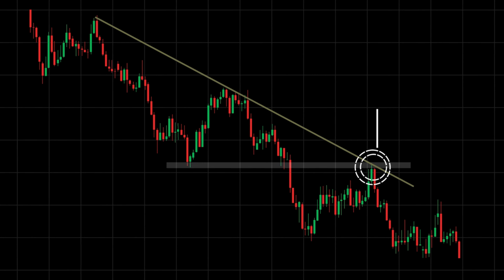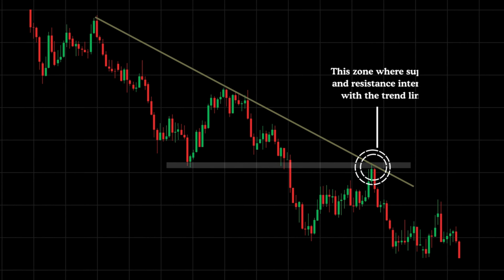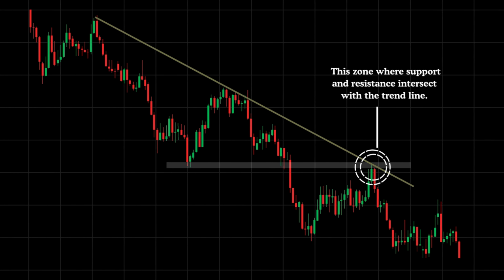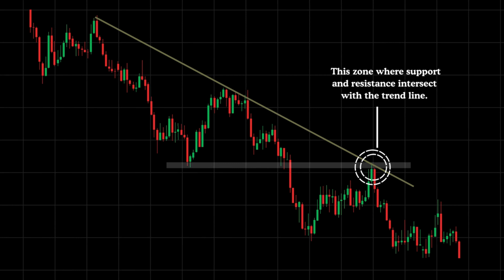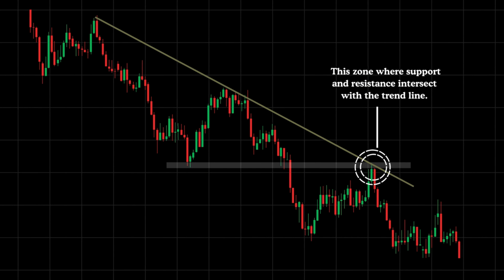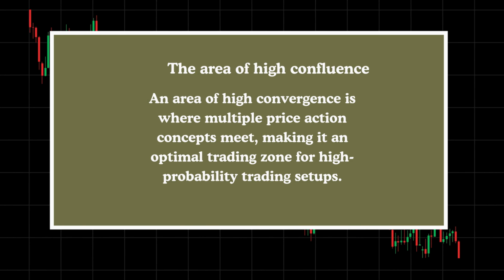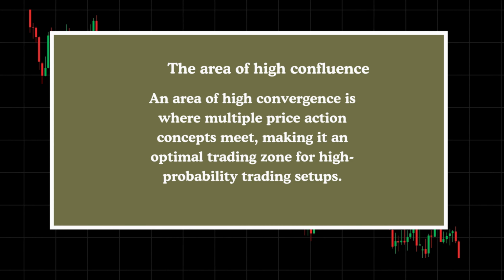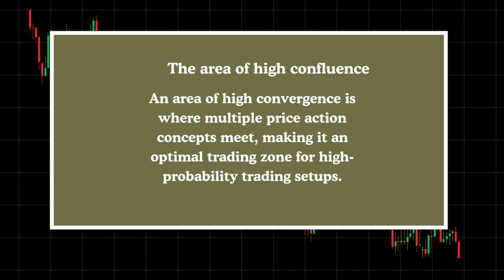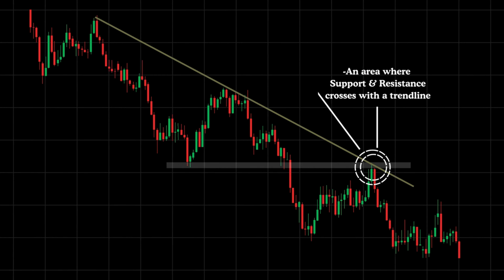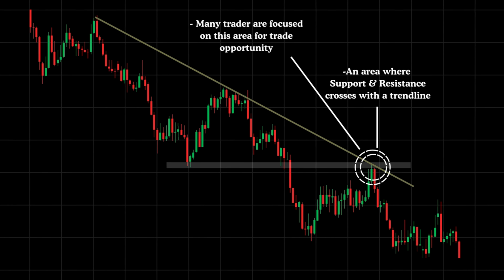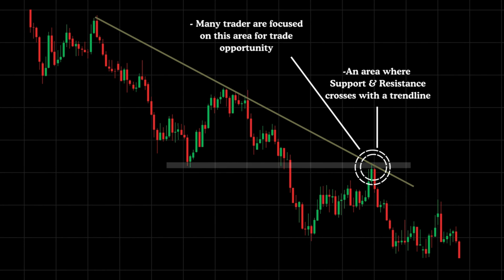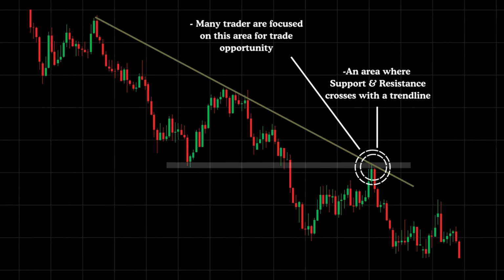Fourth, we've identified this zone where support and resistance intersect with the trend line. This level is what we call an area of high convergence. An area of high convergence is where multiple price action concepts align, making it an optimal trading zone for high probability setups. This means that many traders are focused on this area, and there is a higher probability they will take action when trade opportunities appear.